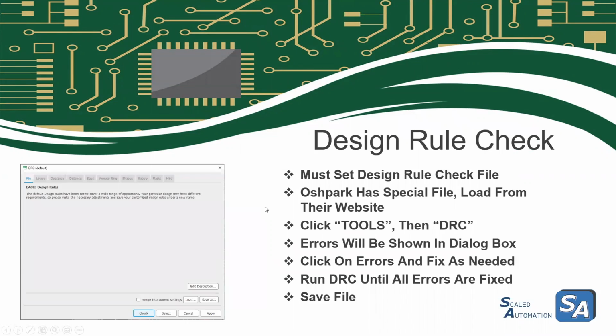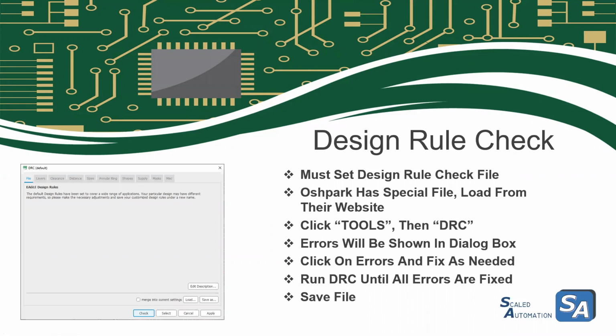And then last, once we get that done, again, we're going to use a design rule check. And you must set the design rules you're going to use. OSH Park has their own, so that's cool. You can get it from their website, and they'll run a design rule check when they receive your order. So if you do it first, it means theirs is going to go right through.